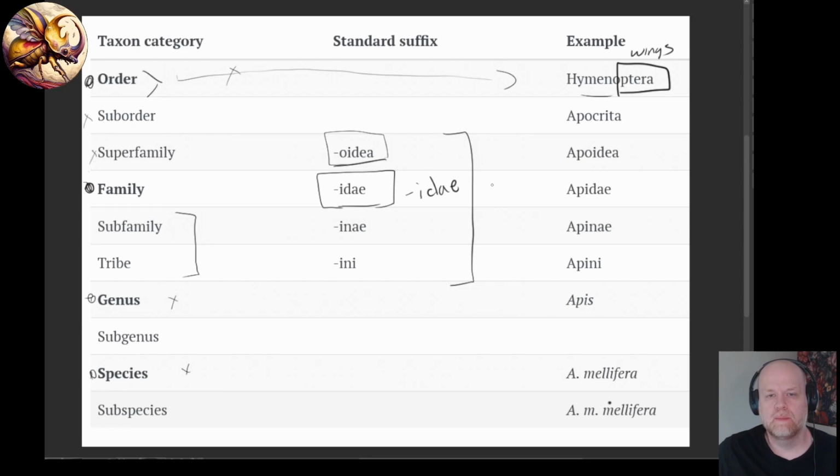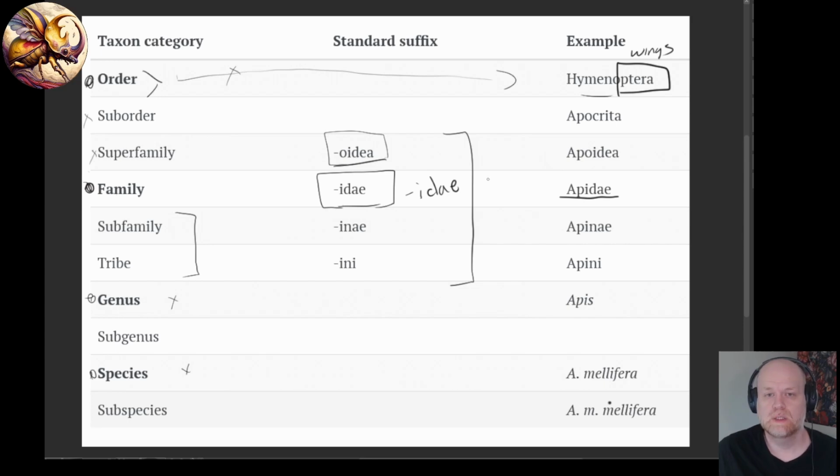So for the bees, I already have it written. I'm an idiot. It's Apidae. For ants, it's Formicidae. For yellow jacket wasps, it's Vespidae. So they all end in this -idae. That's true for all animals.